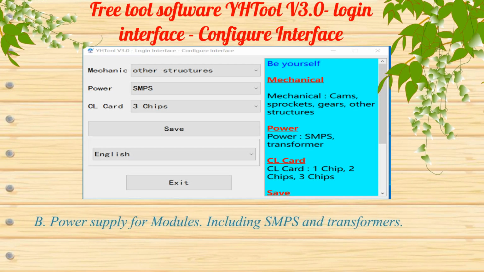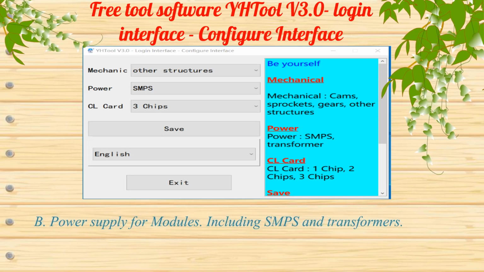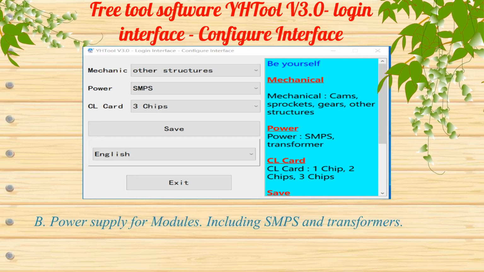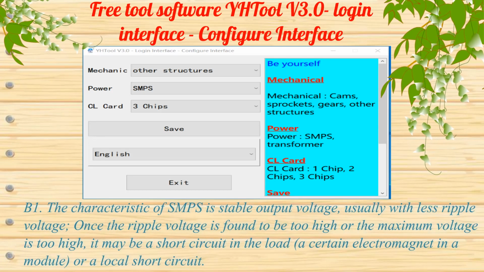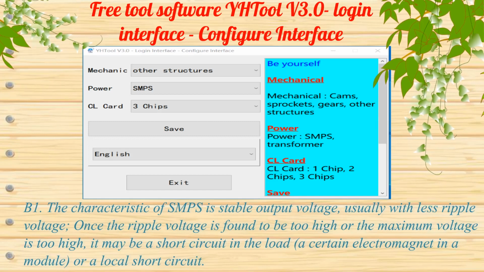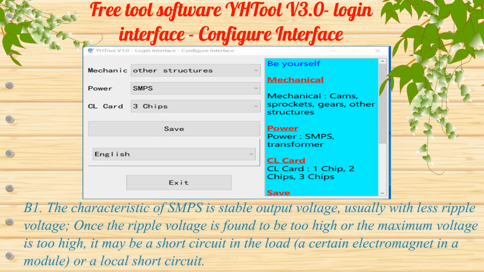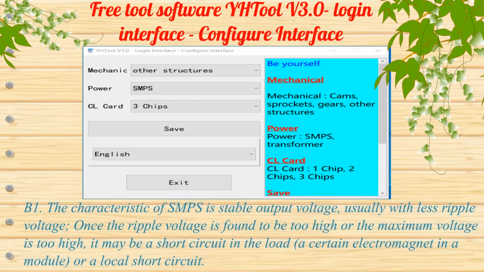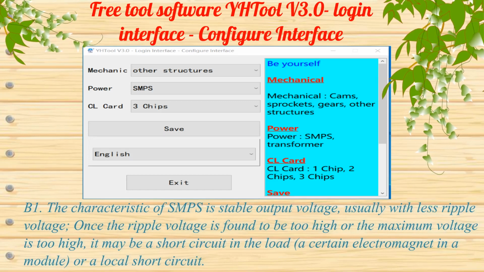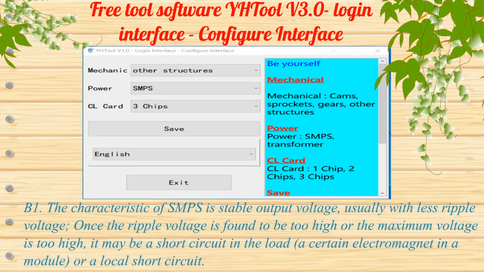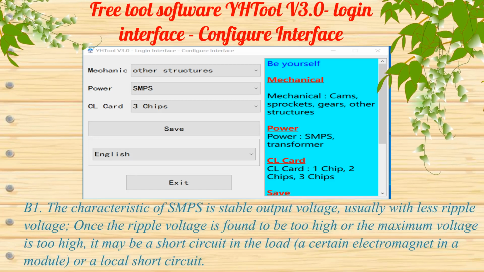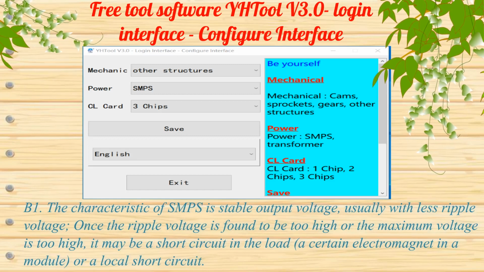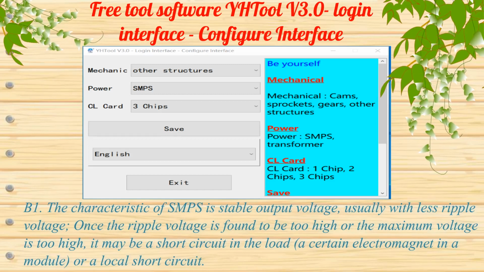B. Power supply for modules, including SMPS and transformers. B1. The characteristic of SMPS is stable output voltage, usually with less ripple voltage. Once the ripple voltage is found to be too high or the maximum voltage is too high, it may be a short circuit in the load, a certain electromagnet in a module, or a local short circuit.